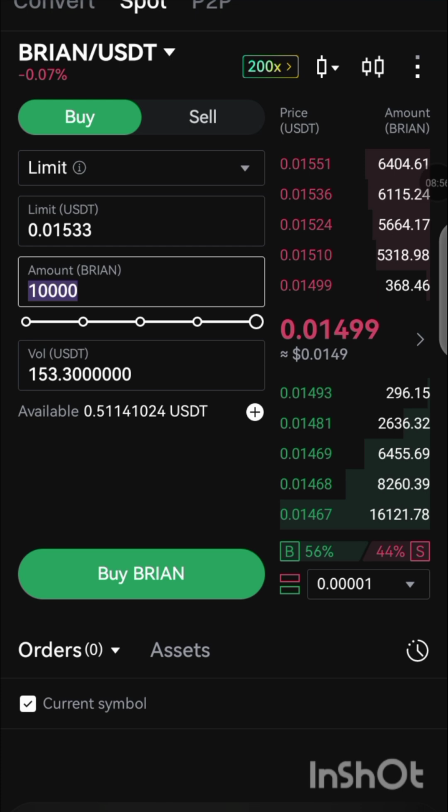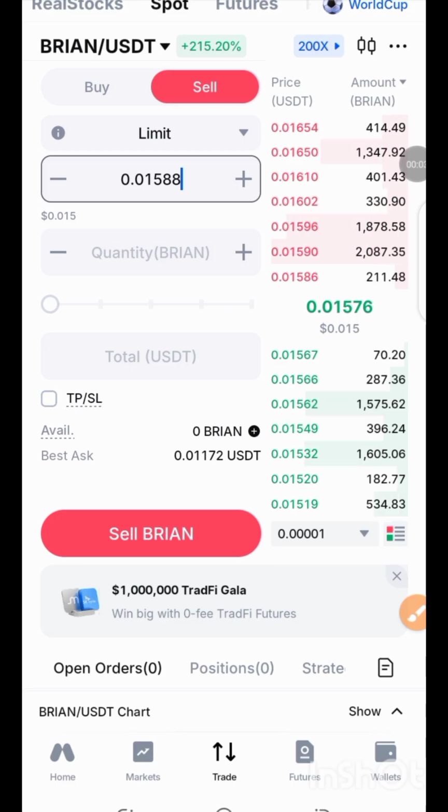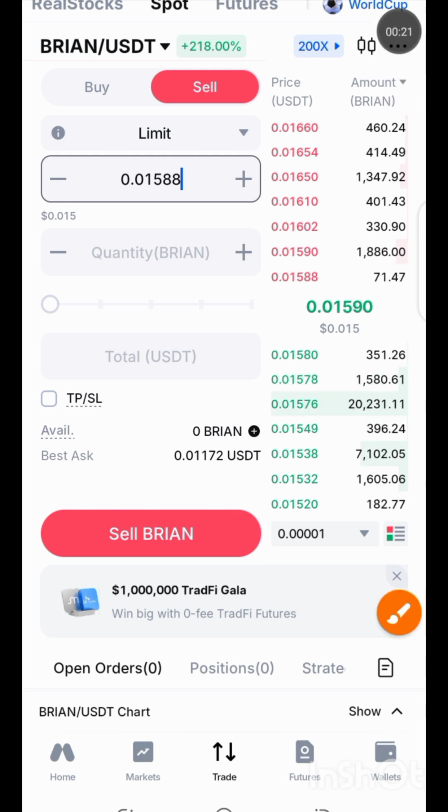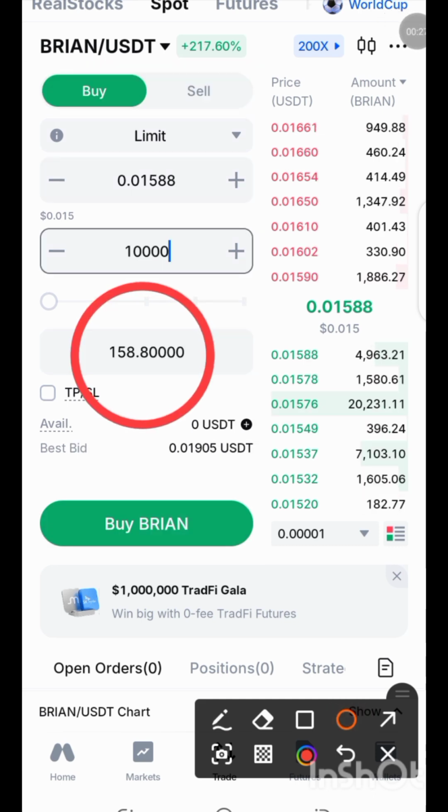Now let's go to the second exchange and sell these 10,000 pieces. Let me copy it over here. Then let's go to the second exchange. This is the second exchange here. You can see the price this place is selling at. Now if we paste the quantity we copied from the first place, you can see this is what we are getting from this place. Let me show you so you can see clearly. This is what we are really going to be getting.